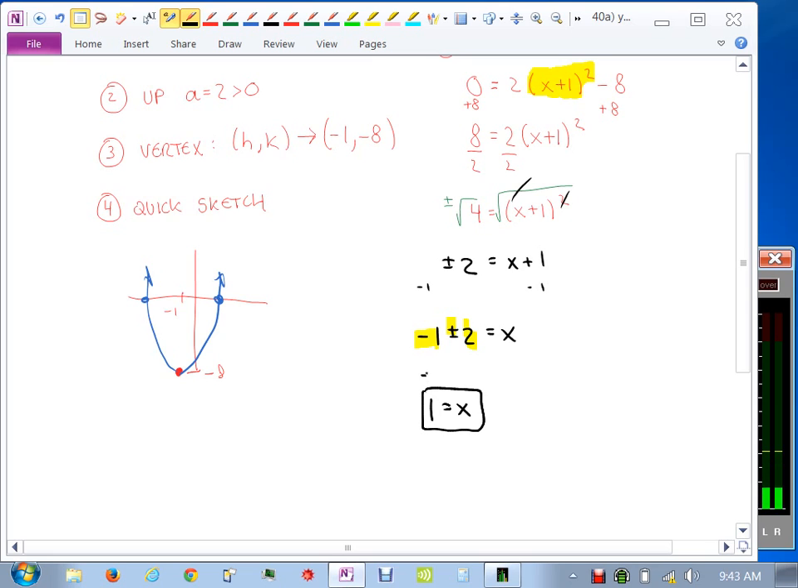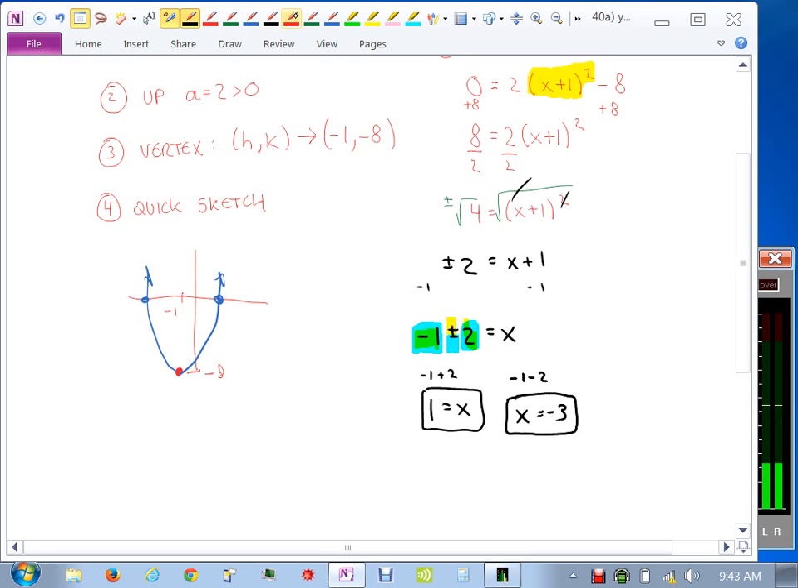Okay, so that's what I get when I do negative 1 plus 2. And now if I do, try and get these out of here. I don't want to erase them, it's okay. If I do now negative 1 minus 2, I get negative 1 minus 2. That gives me x is equal to negative 3. So that's it. Those are 2 x-intercepts.